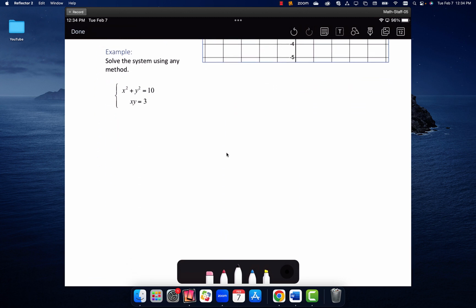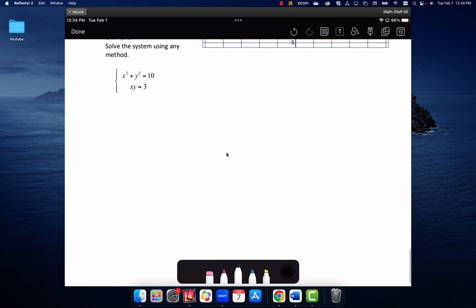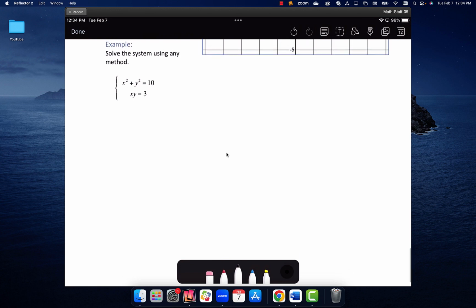Next, we'll look at this system, and it's saying solve using any method. So our options, again, are we can graph it, we can substitute, or we can use elimination. Matrices do not work since these are nonlinear systems. And it looks like elimination is not going to work here. There's no way for me to add these two and make something cancel. So we have to use substitution.